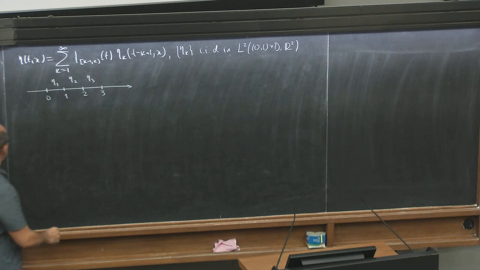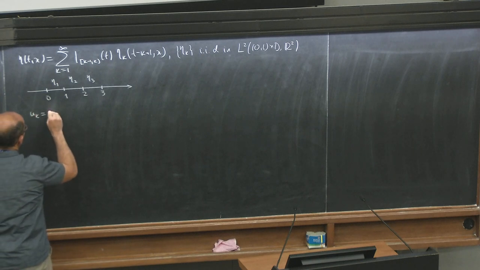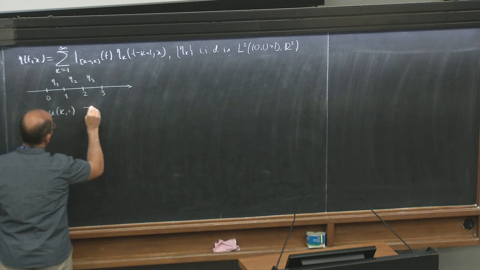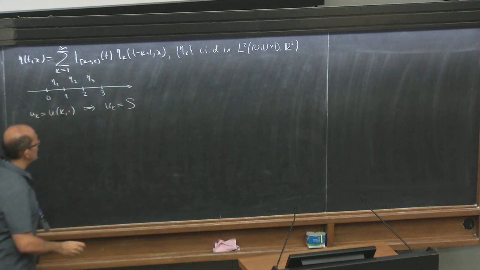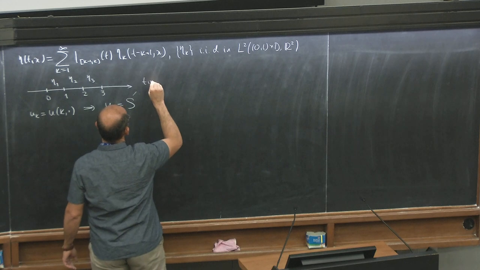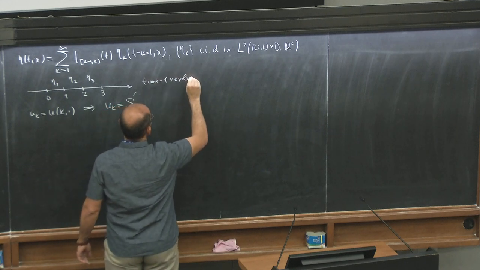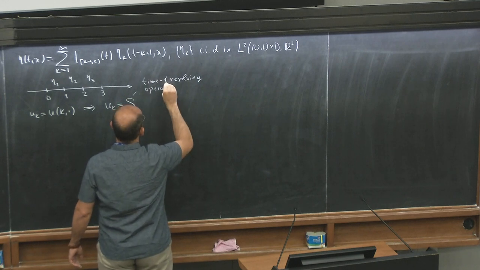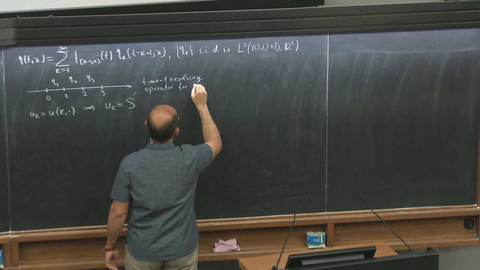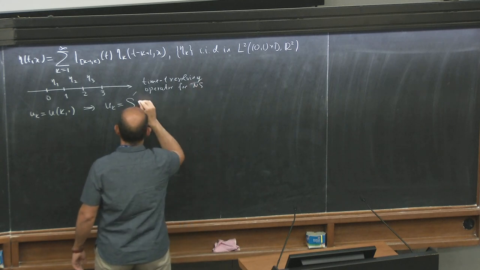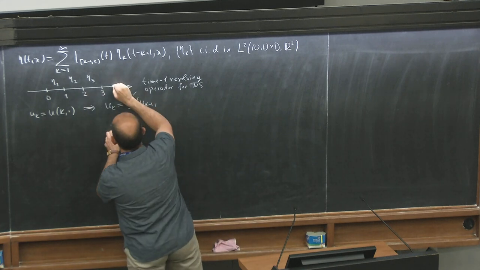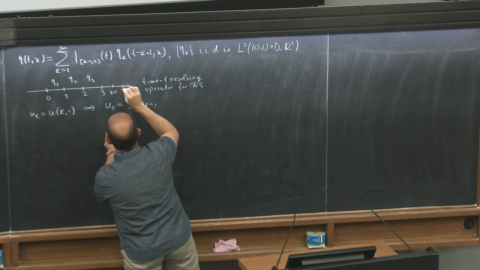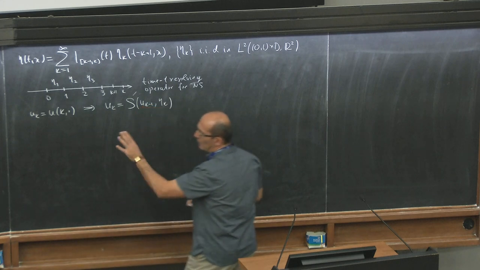Then if I'm interested in the dynamics of my system at integer times, so if I denote by uk the solution at time k, then obviously to calculate the solution at time k, I can apply the time 1 resolving operator for Navier-Stokes. And I need to apply it to the value of the solution at time k minus 1 and to the noise which acts on the interval k minus 1, k. So we have exactly a system of that type.